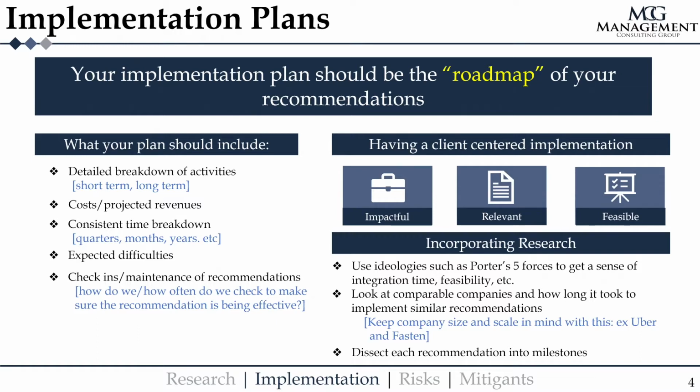You can put this all in 1 year. You can break it down by quarters. Just make sure whatever you're doing, you're consistent throughout. Expected difficulties. If there's anything that you really think might go wrong, make sure to put it on here. Or maybe you're going to buffer in more time just in case. Maybe it usually takes a year to build a factory, but you're going to give a year and a half just in case of any difficulties. Show that in your implementation plan.